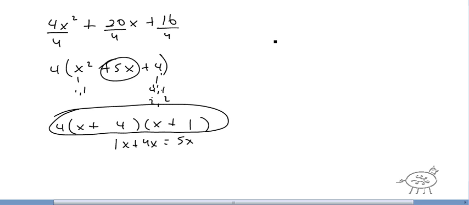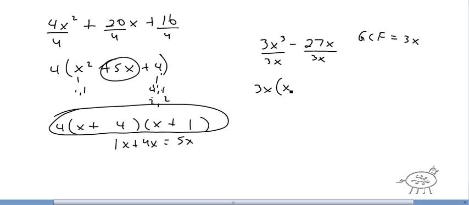All right, what about this one? 3x cubed minus 27x. Okay, well, greatest common factor is 3x. You guys agree with that? Smallest variable is the x, and the number is 3, so I can divide each of these by 3x. So I get, 3x cubed divided by 3x, I get x squared. 27 divided by 3 is negative 9, and the x goes away.